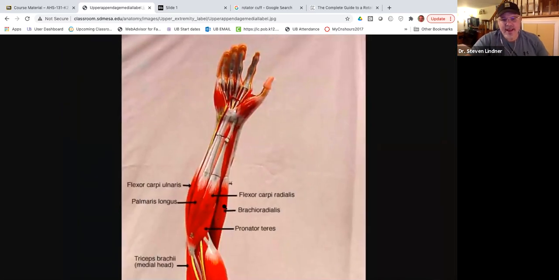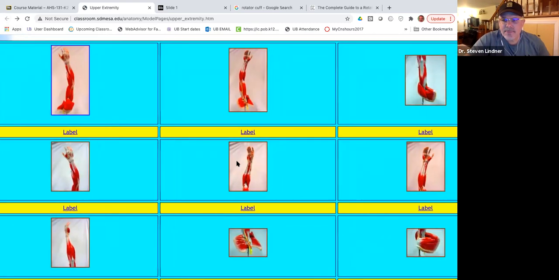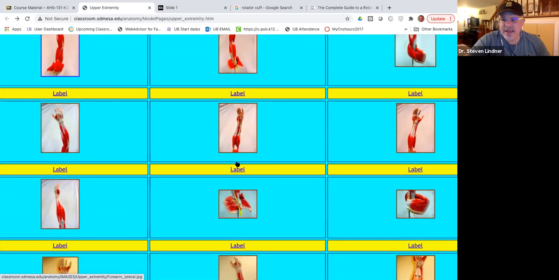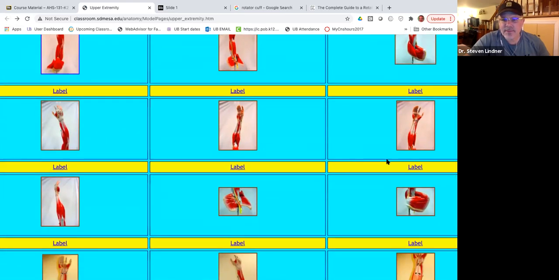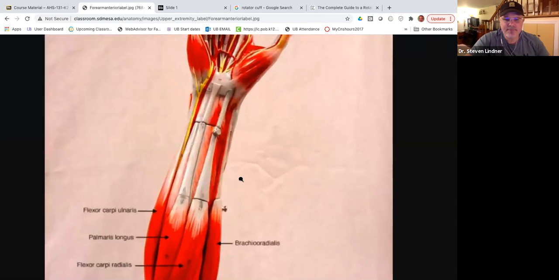Here's the Brachioradialis from this view. Okay, let's take a look and see if we can see the flexor digitorum superficialis from a different view. Let me look at this one first, just to hone in again.